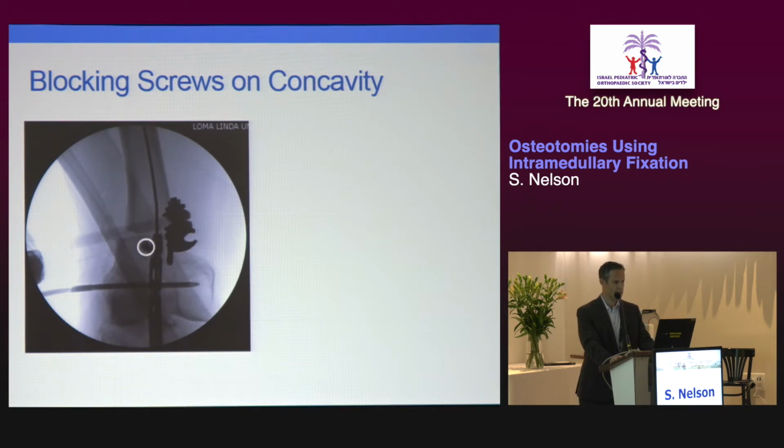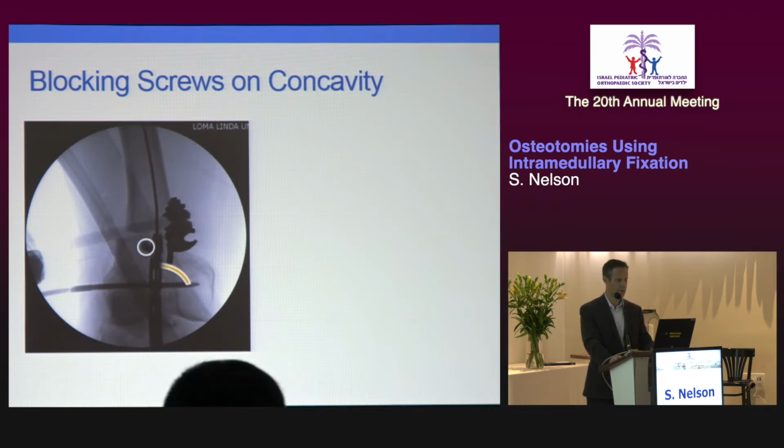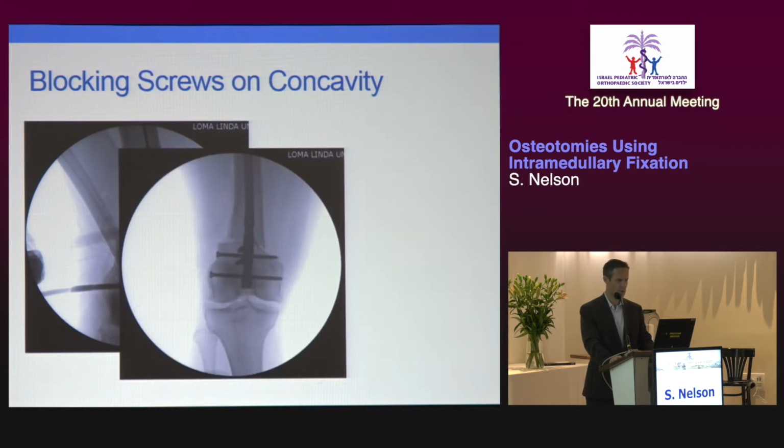And next is the step of placing the blocking screw on the concavity of the deformity here. This blocking screw here is holding that fragment of bone rotated into a more varus position and not allowing it to go back into the original place that it was.